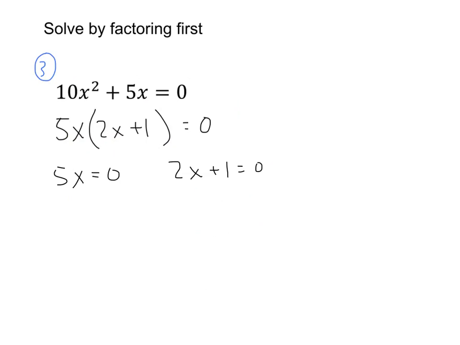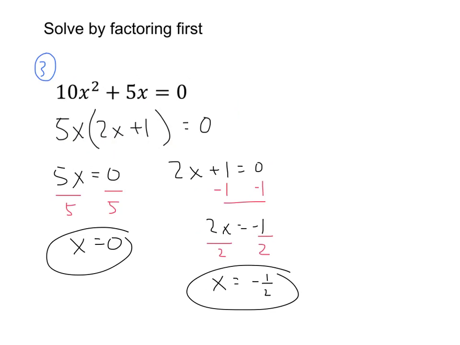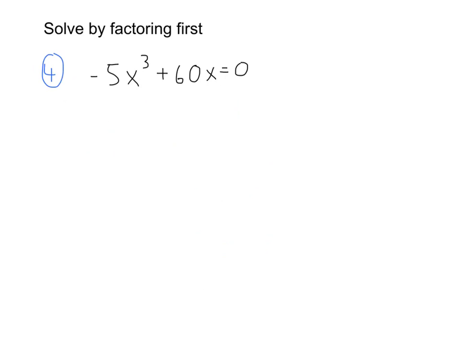All right, so let's solve these. Divide both sides by 5 here, and we get x is equal to 0. For the second equation, I can subtract 1. I get 2x equals negative 1, and then divide both sides by negative 2. I get x is equal to negative 1/2. So my two solutions are x could either equal 0 or it could equal negative 1/2. Last one, I'd like you to solve this by yourself. So please pause and do it.